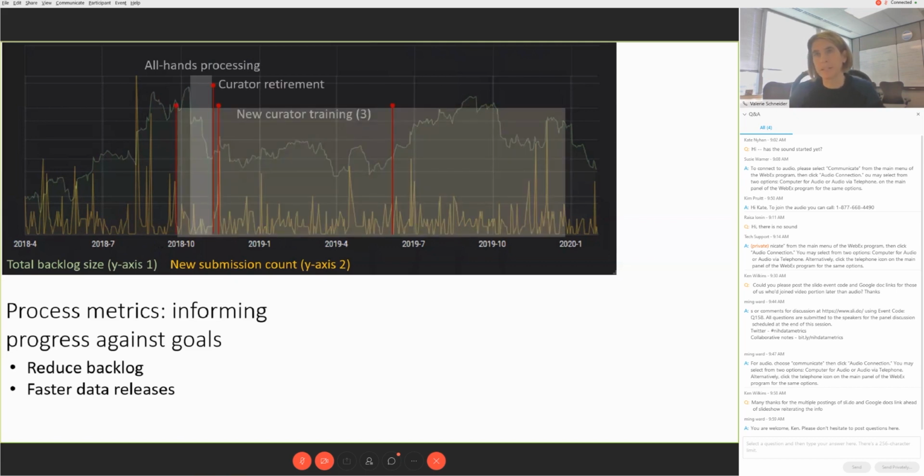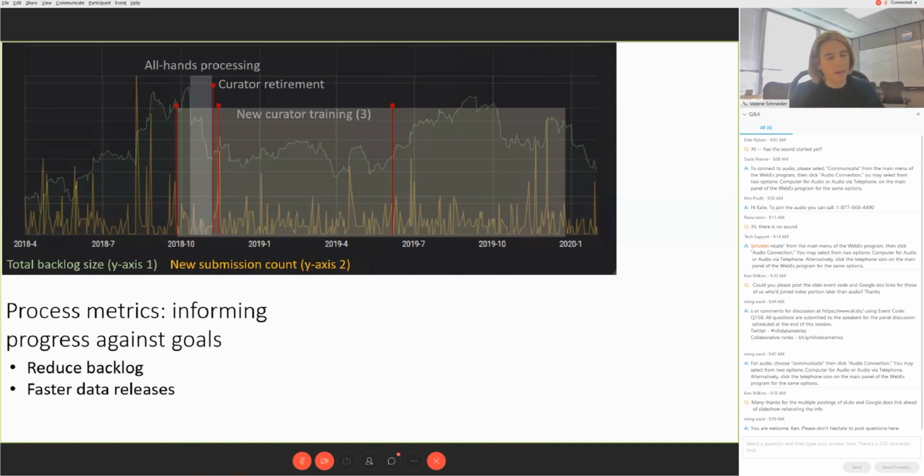So in late 2018, there was a short-focused all-hands curation sprint that was done in anticipation of a slowdown in processing because of a curator retirement and the time that curators were now going to have to take training the new hires. And so the red lines here show the actual retirement and training or hire events, and the block is the training period. What I want you to notice is in that area where the all-hands processing occurred, there was a dip in the backlog in the green line.